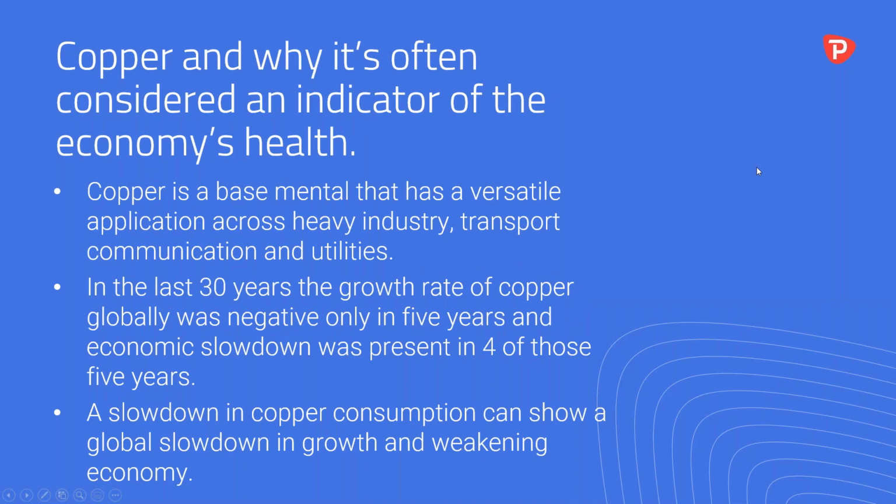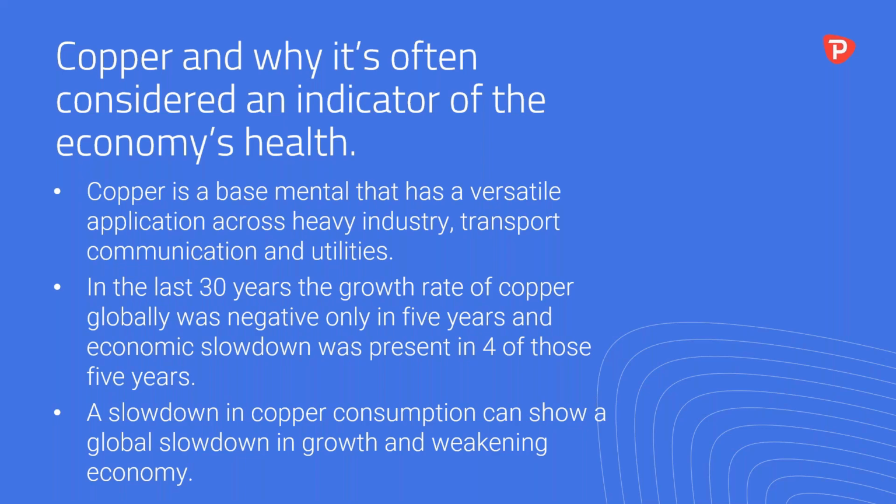Okay, so I've got a little write-up here about copper and why it's often considered an indicator of the economy's health. Now, this may not be as true as it once was, but basically copper is a base metal that has a versatile application across heavy industry, transport, communication, and utilities. So you need to think of it in a lot of infrastructure projects, basically. In the last 30 years, the growth rate of copper globally was negative only, I think, in 5 years, and in 4 of those 5 years, we had an economic slowdown. So we had basically negative growth, and they were years of high volatility and poor market performance. So it's very interesting to see that correlation there.